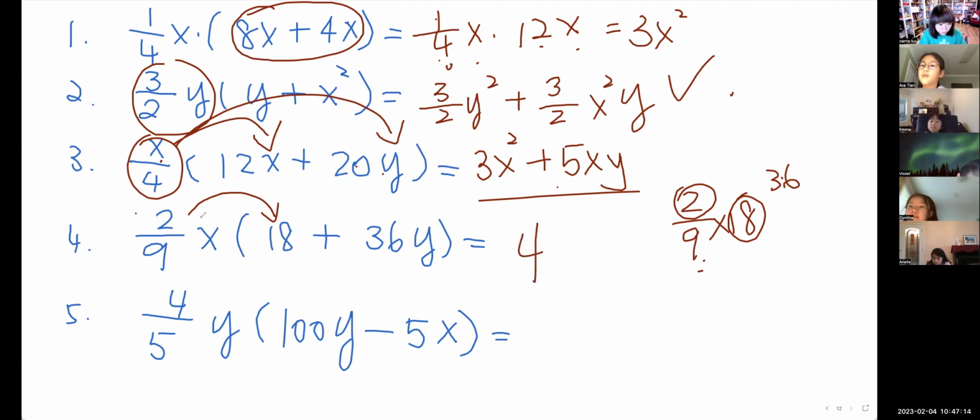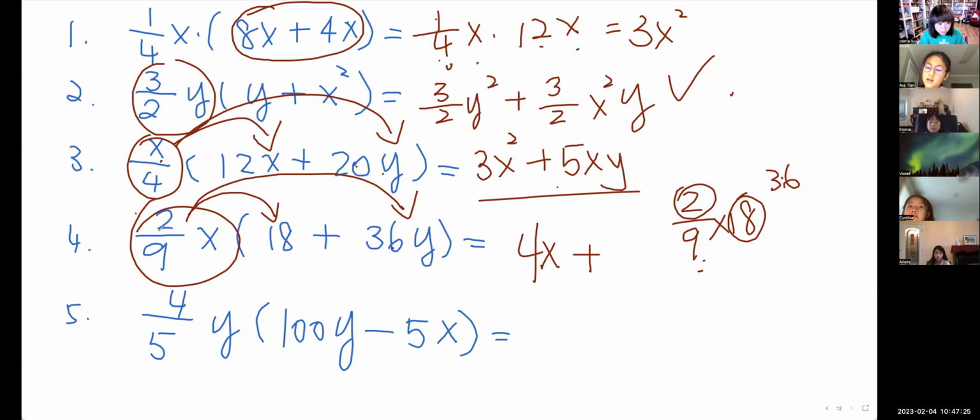Okay. So don't forget there's an x. So 4x. Okay, 4x. So the plus 36y. Again, you need to do this one times this one. So remember, 36 times 2 equals 72. 72 divided by 9 equals 8. 8xy.